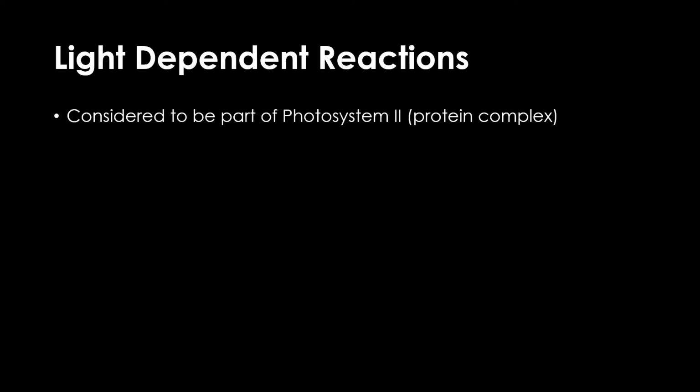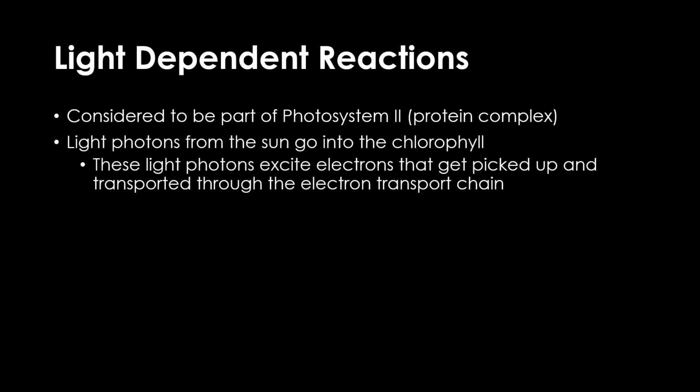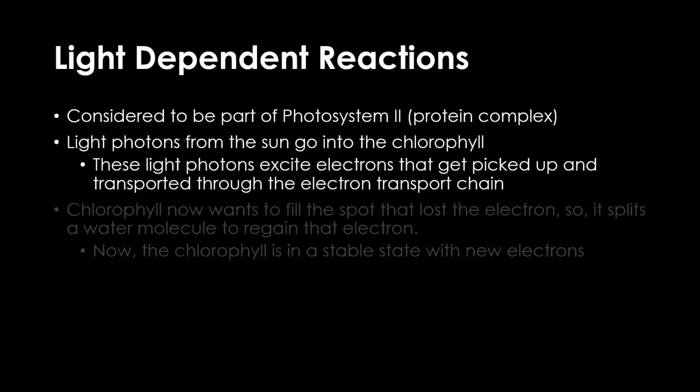Photosynthesis is split into the light-dependent and light-independent reactions. First are the light-dependent reactions. The process begins in a protein complex called Photosystem II. This complex runs along the thylakoid membrane and the chlorophylls are stored inside. It all begins with sunlight, light photons, going into the chlorophyll. The photons excite electrons in the chlorophyll, and then those excited electrons get transported to the electron transport chain.